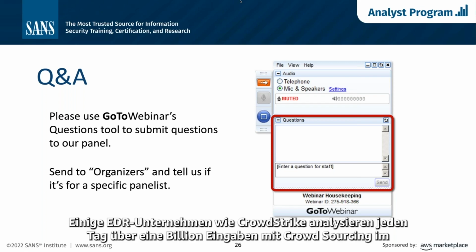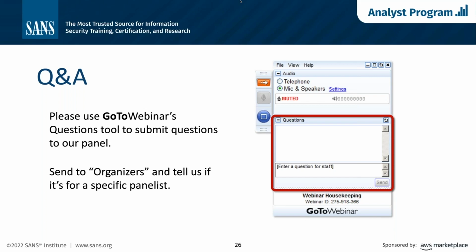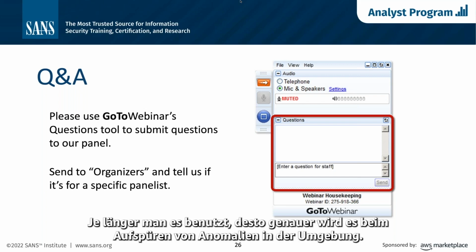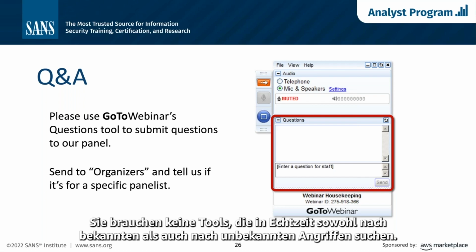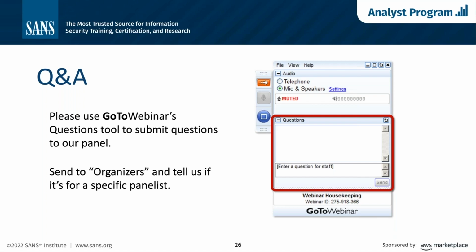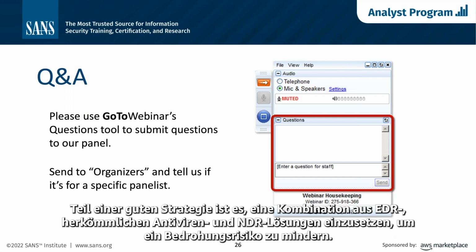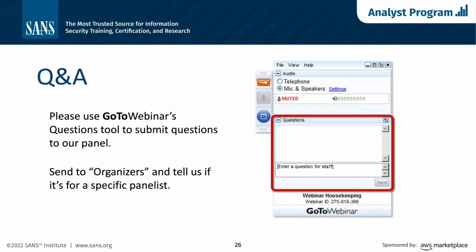Some EDR players like CrowdStrike analyze over 1 trillion inputs each day with crowdsourcing in their intelligence feed. The longer you use an EDR tool, the more accurate it will be in spotting anomalies in your environment. And EDR tools can supplement and complement your existing antivirus. You have tools looking for both the known and unknown in real time. Part of a good strategy is to employ a combination of EDR, traditional antivirus, and NDR solutions to help mitigate the threat risk.